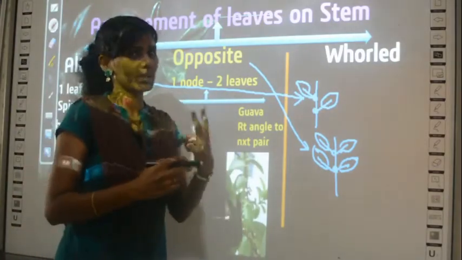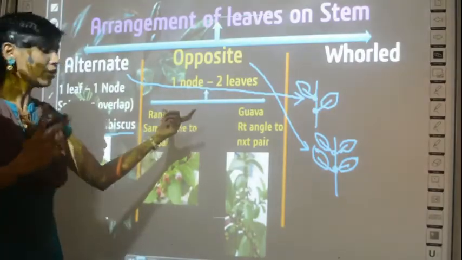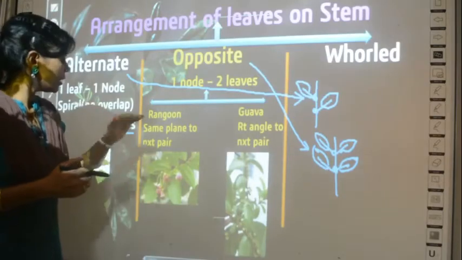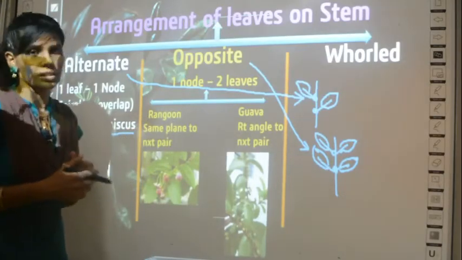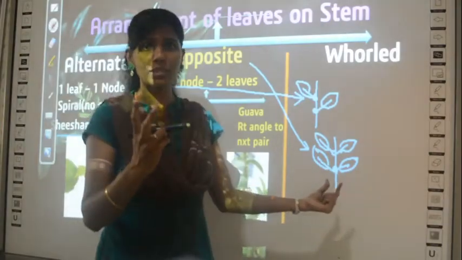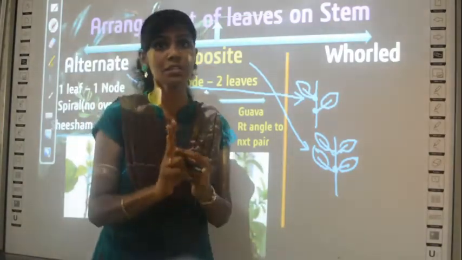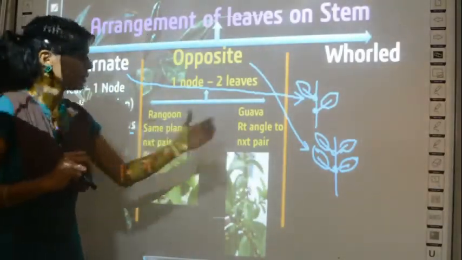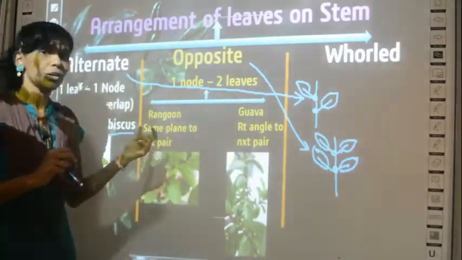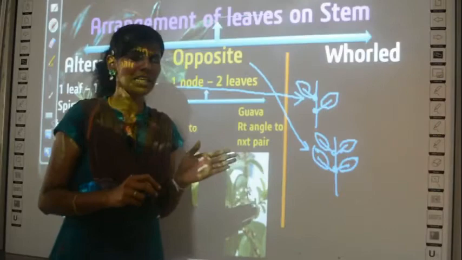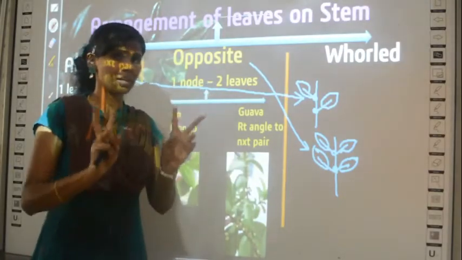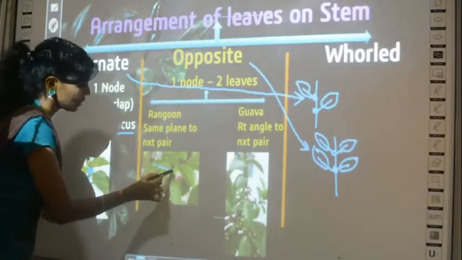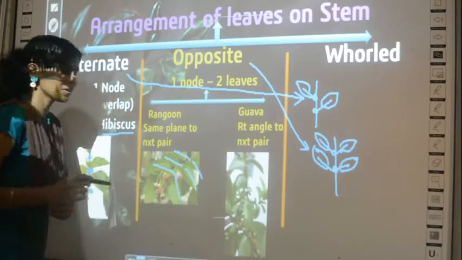Again, this is of two types. Opposite arrangement itself is of two types. Say for example, in Rangoon plant, the name of this plant is Rangoon plant, it is in the same plane. See, if I tell one node will have two leaves, it means they are in pairs. What is pair? Pair means two. So in this case, you can see each pair in Rangoon plant arranged in the same plane. Same plane means if one pair is like this, the other pair will be like this, straight above each other. See here. If there is one pair like this, the other is like this. They are all arranged in the same plane.